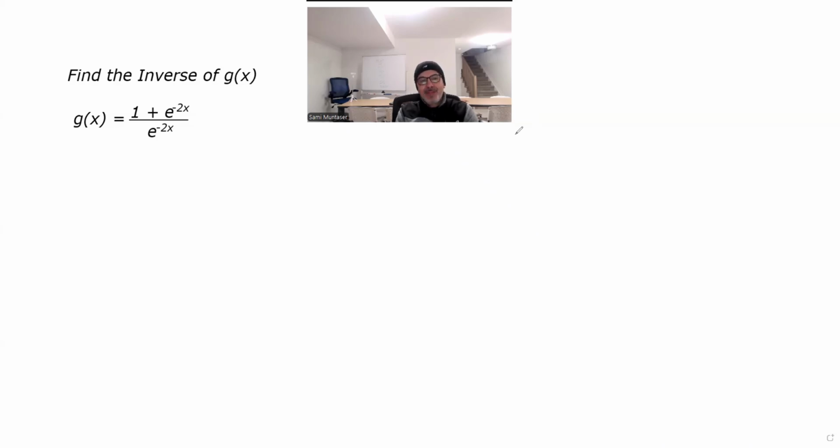Can you find the inverse of this function? Do you think you can solve it? Okay, pause and try it first, and then watch the video.